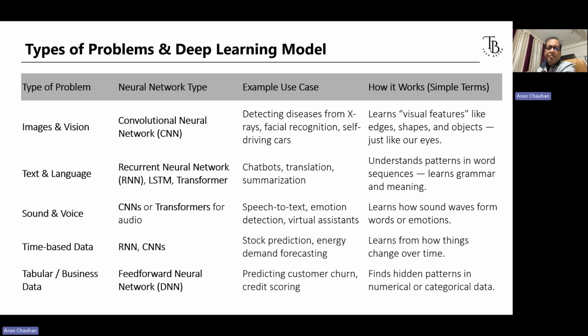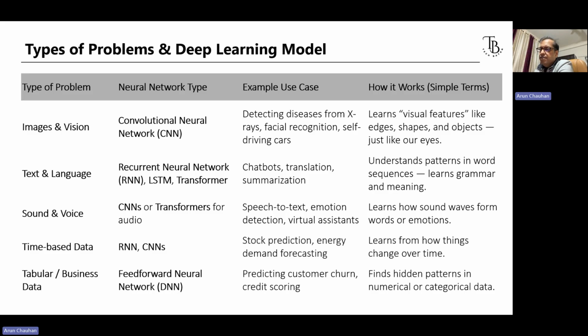When you're dealing with time-based data, that's where the RNN comes into the picture. You can forget the CNN part, maybe you can focus on the RNN more. And this is something which we discussed, that in case you were doing any stock prediction, energy demand forecasting as well. I think this is one of the areas which is very popular, and widely used.